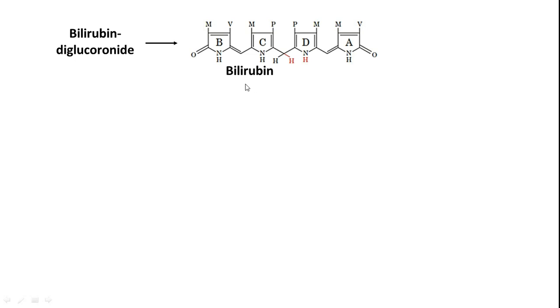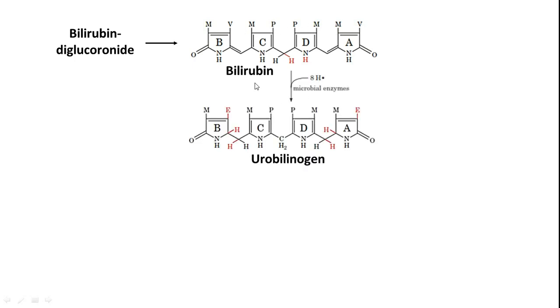Now here, to reduce the clutter, I am representing the functional groups as M is methyl, V is vinyl, M is methyl, P is propanoic acid, P is propanoic acid. Now what happens? Bilirubin will be reduced by microbial enzymes, because in the small intestine as well as in the large intestine, so much microbial flora will be there. They help us in achieving so many biochemical conversions.